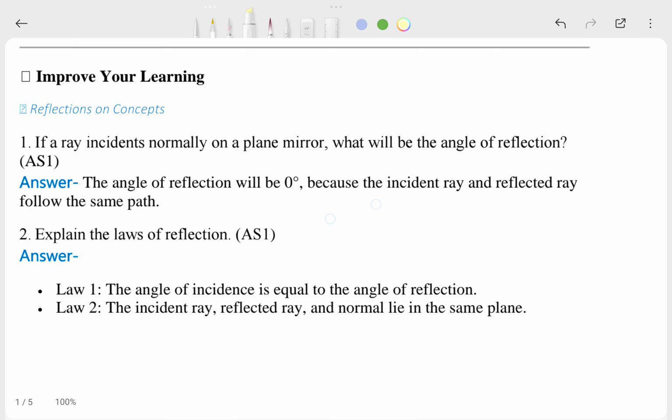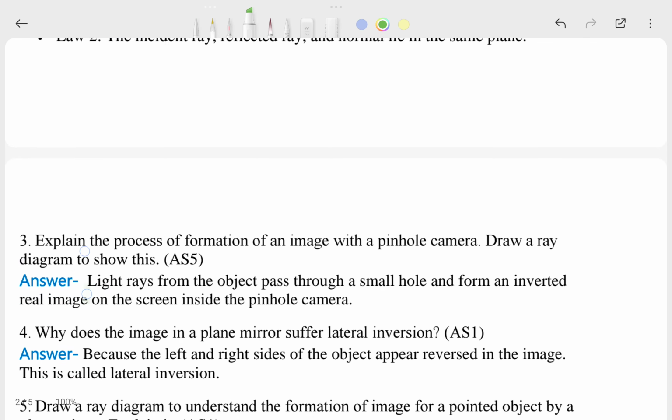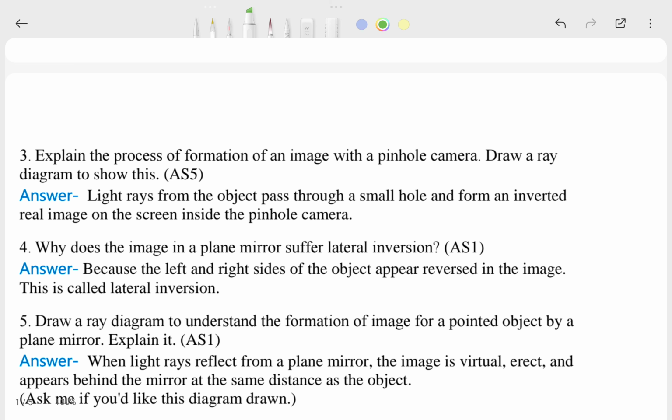If that is clear, I will go through the Improve Your Learning section, where we can see the reflection concept. The first question is: if a ray is incident normally on a plane mirror, what will be the angle of reflection? That is the answer. The next question is: explain the law of reflection. The third question is: explain the process of formation of an image with the pinhole camera. I hope you know the pinhole camera.